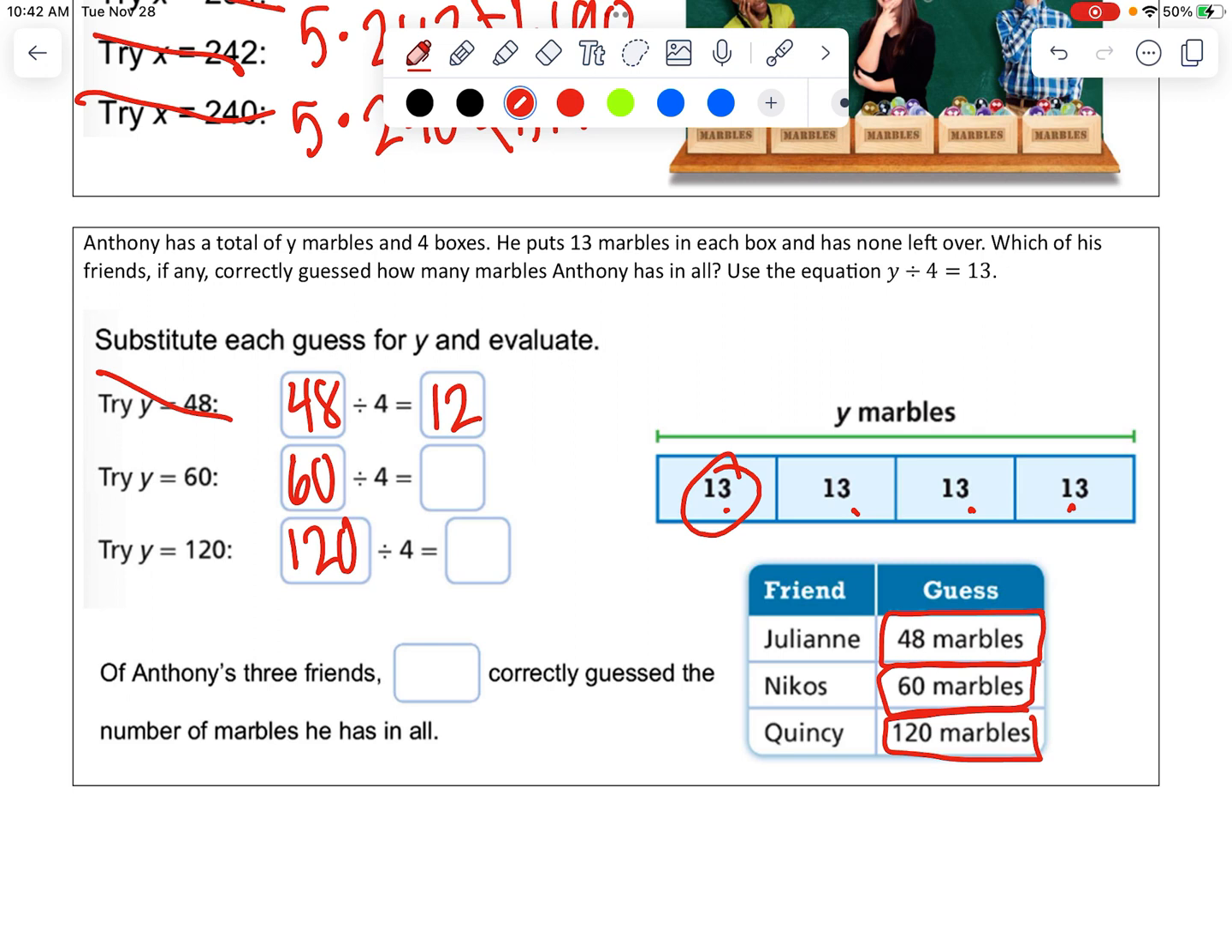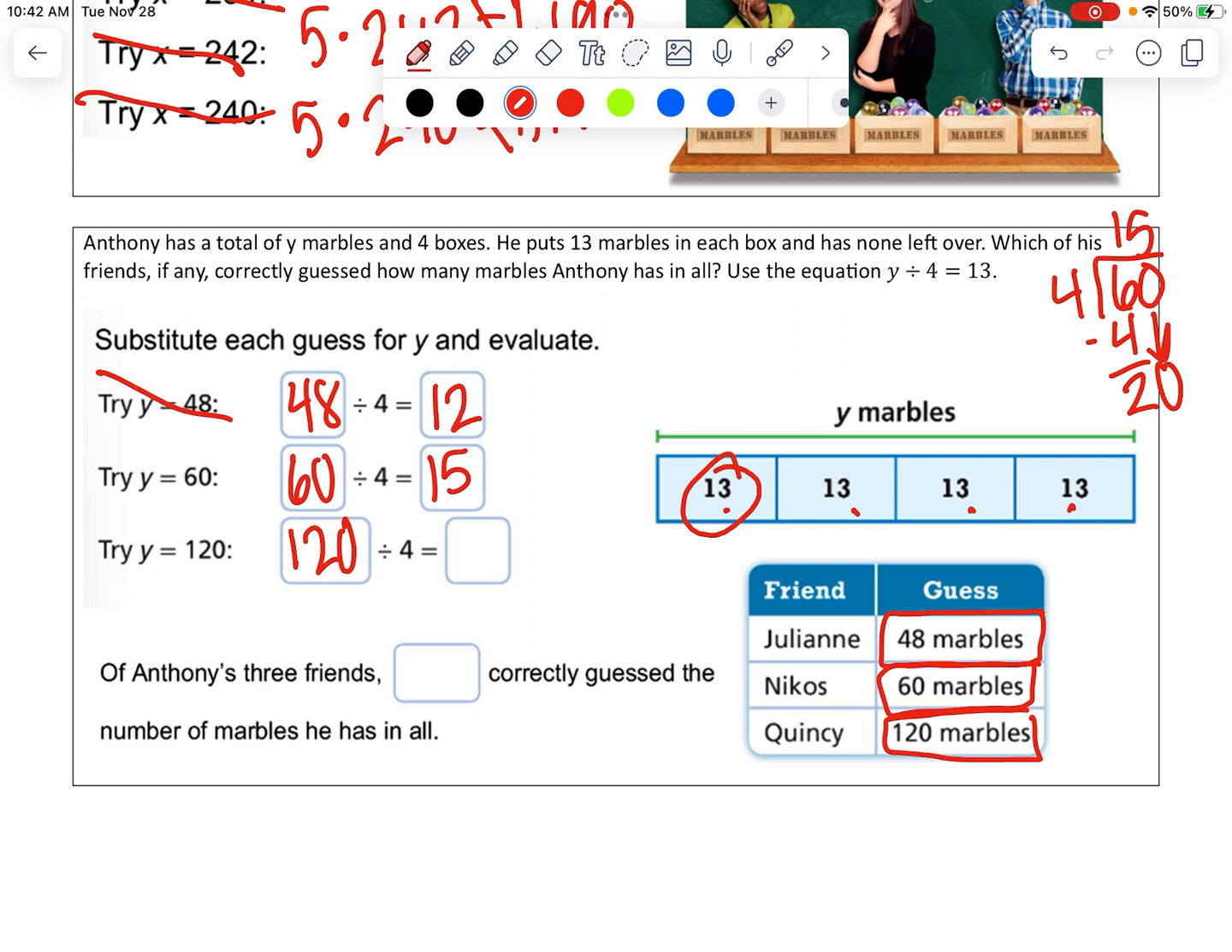60 divided by 4. Do 60 divided by 4. 4 goes into 6 one time. 1 times 4 is 4, and I subtract. 6 minus 4 is 2. Bring down your 0. 4 goes into 20 5 times. So we get 60 divided by 4 is 15. So that's not correct.